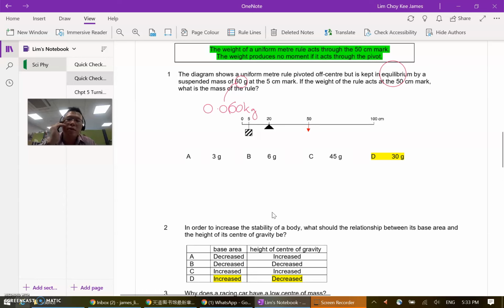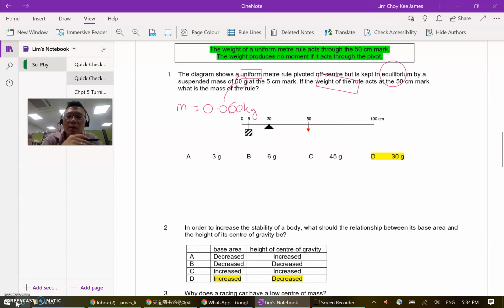Then after that, the mass will be 0.06 kg, changed from 60 gram to kg. Remember, this is the weight of the object. Then the other force that we are looking at will be the weight of the ruler, because the question mentions the weight of the ruler. For a uniform rod, it will be in the middle.